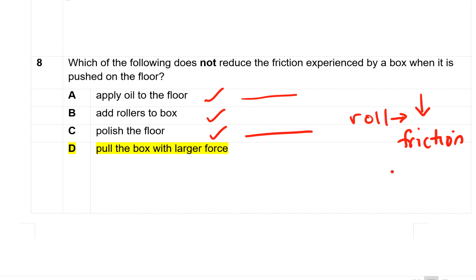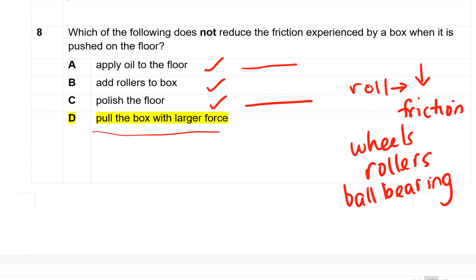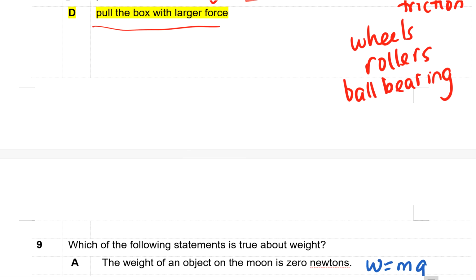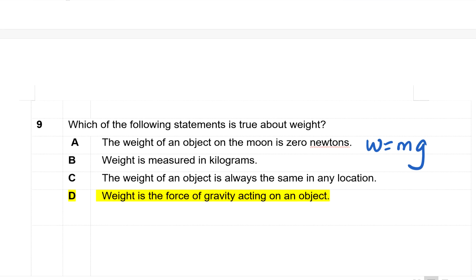So that's why when you have wheels, when you have rollers, or when you have ball bearings or spheres. So when you put ball bearings in between, the spheres will move. So that's a rolling motion. So that also reduces friction. But again, whether you pull the box with a larger force, smaller force, it does not have any impact on the friction. Question 9. Which one is true about weight?